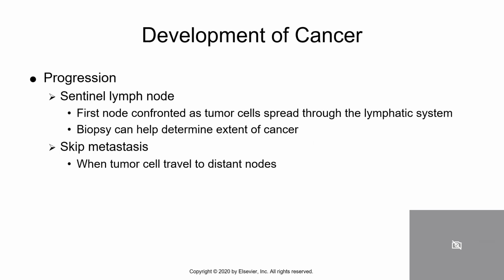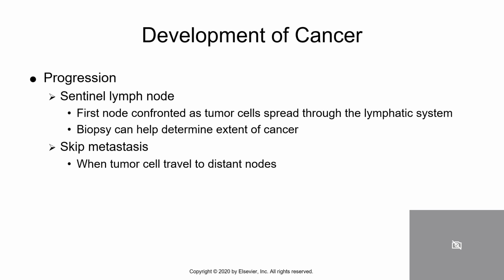You've heard of the phrase sentinel node. A sentinel lymph node is that first node that the tumor cells approach as they go throughout the lymphatic system. A biopsy of that sentinel lymph node can help in determining how widespread the cancer is. Tumor cells can get trapped in that first lymph node, and that biopsy can help determine the extent of the cancer. The procedure is actually less extensive, requiring the surgeon to remove fewer lymph nodes.